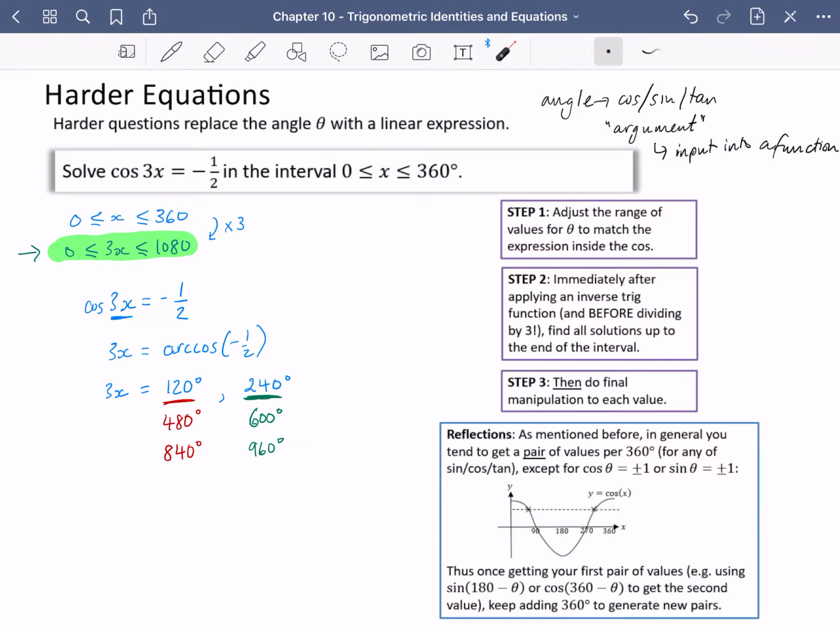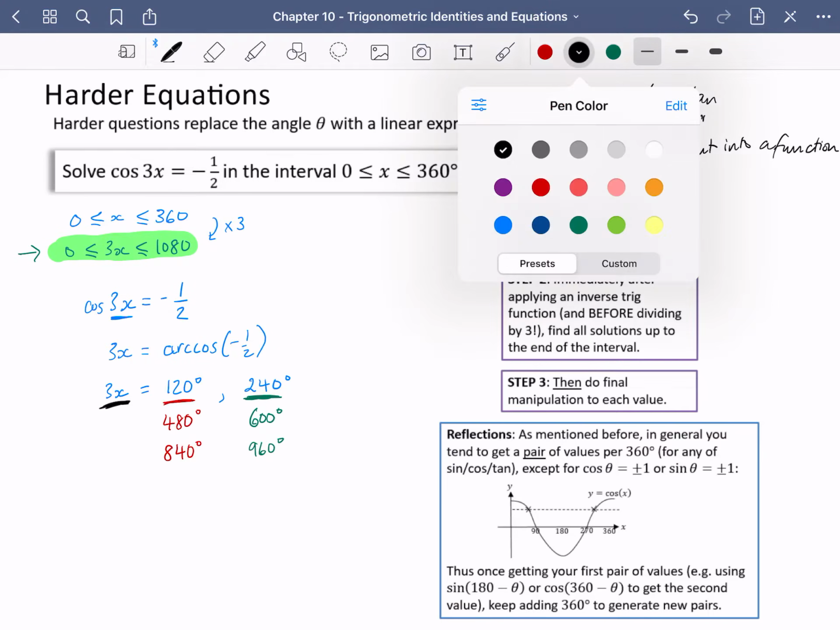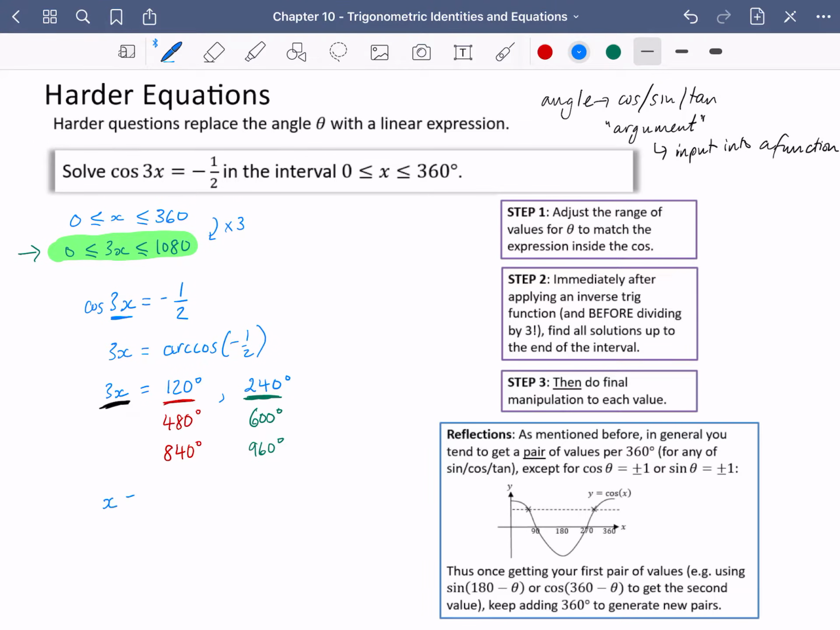It said here though, before dividing by 3, because what I've done is solved the equation for what 3x is equal to, but I want to know just what x is equal to. So that means I'm going to take all of these answers and divide them all by 3 to come up with just what x is equal to. So if I divide all of these ones by 3, I'm going to go this one, this one, this one, this one, this one, this one.